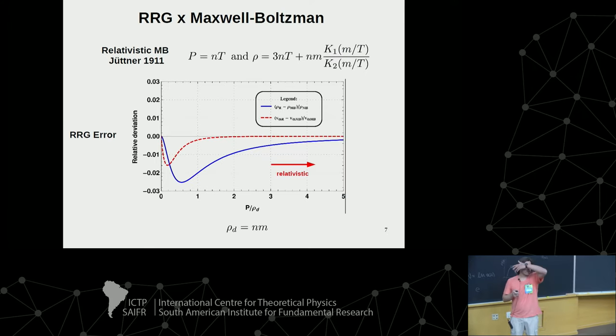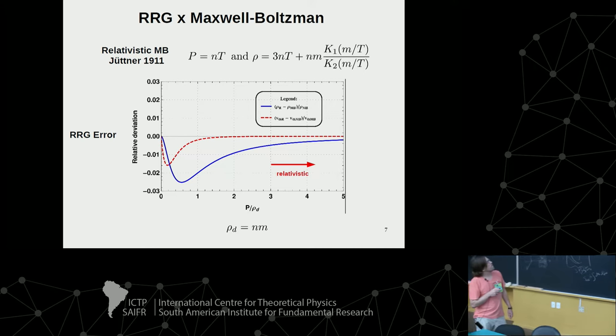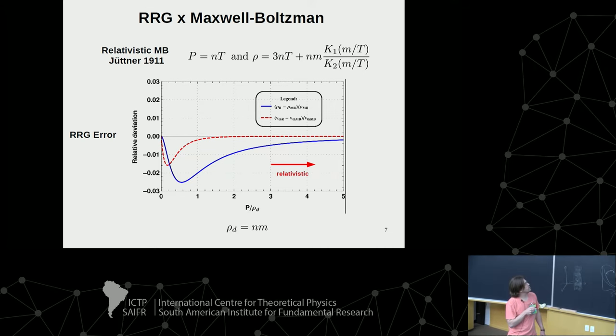Then you think, okay, how accurate is that? You can compare this RRG with relativistic Maxwell-Boltzmann. These are the equations you have for the Maxwell-Boltzmann distribution, done many years ago. Here you start to see the difficulties in using Maxwell-Boltzmann: you can include pressure here, but you have modified Bessel functions here. So there's no easy expression for the equation of state in this description.